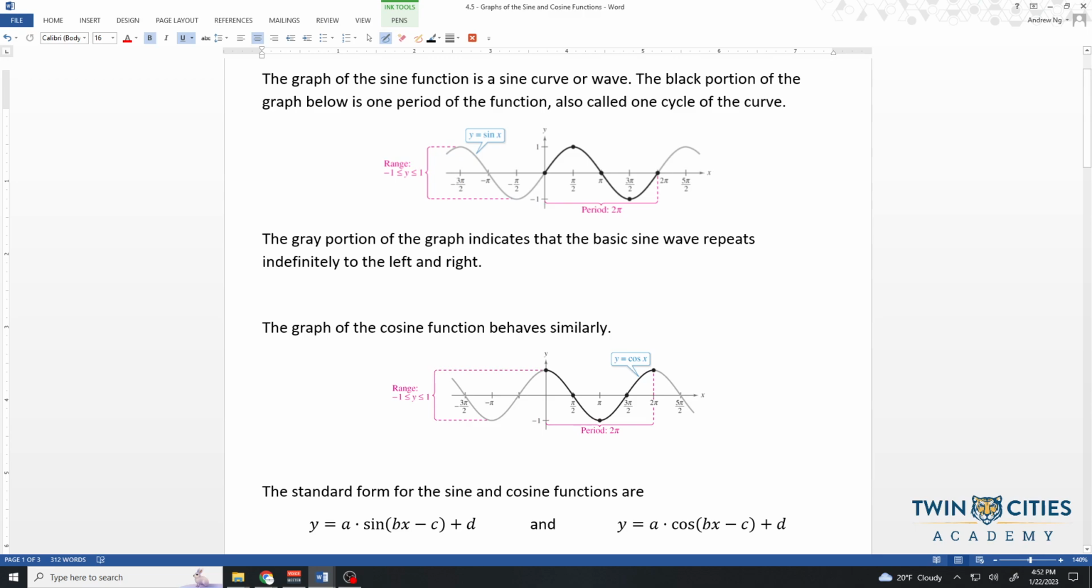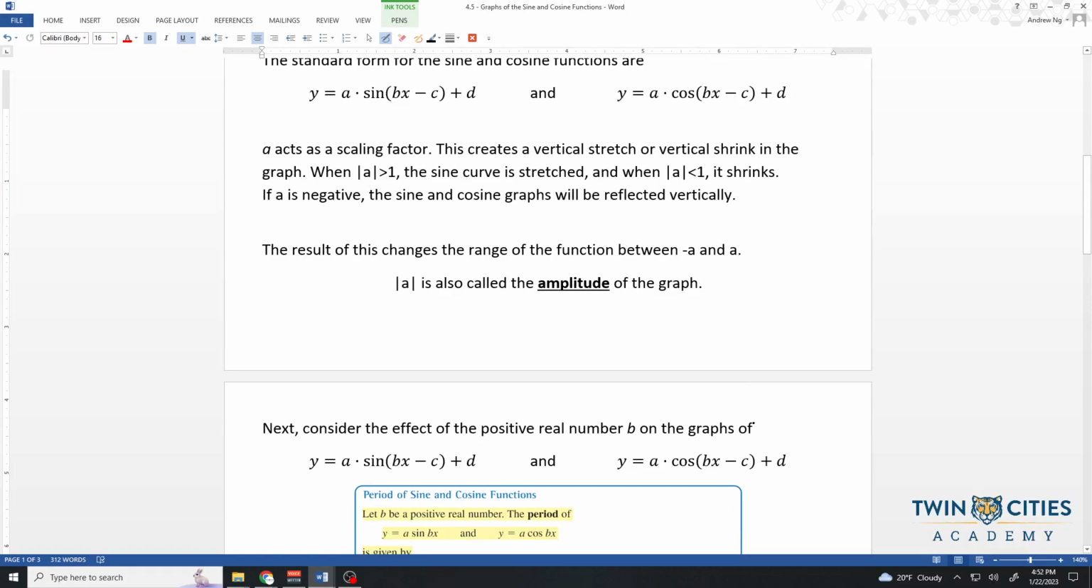So the amplitude of both just sine of x and cosine of x is 1, because we see here the highest it'll go up is y equals 1, and the lowest it goes is y equals negative 1. The amplitude is 1. If the amplitude were, let's say, 2, then it would go all the way up to 2 and then all the way down to negative 2, similar with the cosine graph. Okay, what else is important?